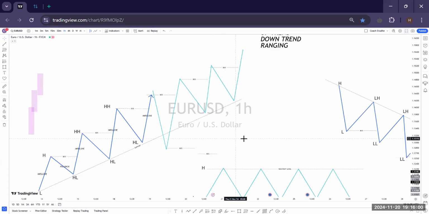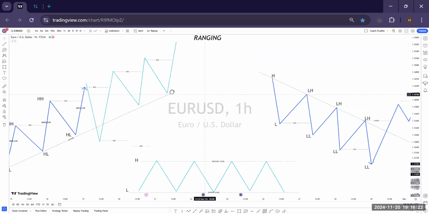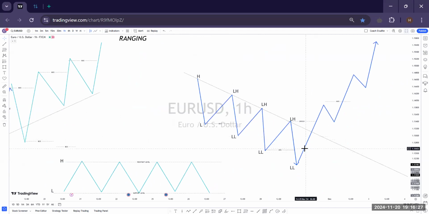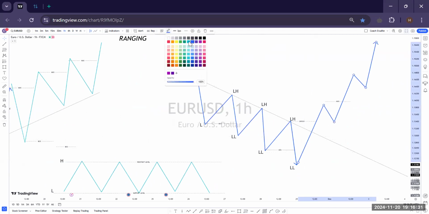So now, I hope you have that already. Yes, sir. So we have the impulsive pullback or correctional, impulsive pullback or retracement. Now, this is for the upward direction. Now, we'll come to the downward direction. Let me change the color of this to this.